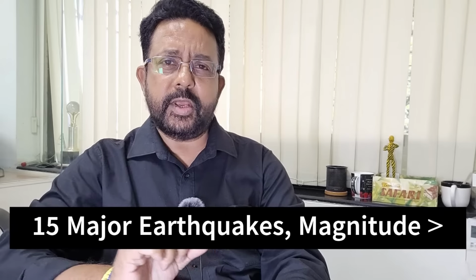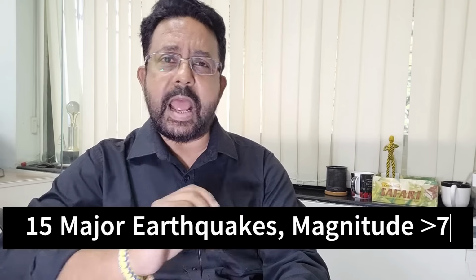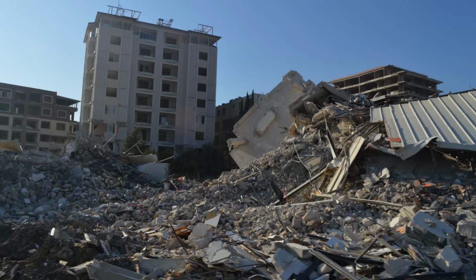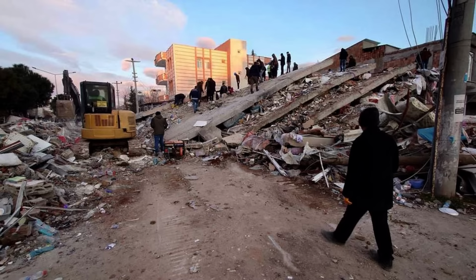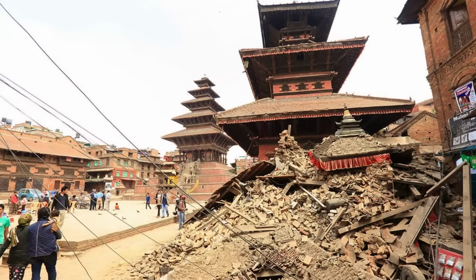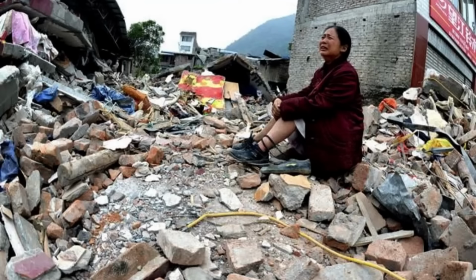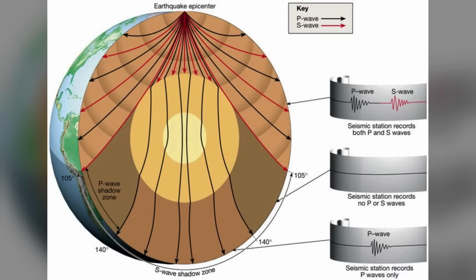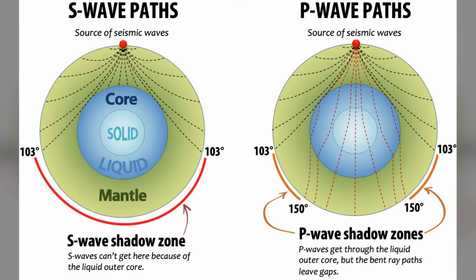15 major earthquakes of magnitude 7 or more happen every year on Earth. Although they are destructive and devastating for human life and properties, they give us a unique opportunity to learn about the interior of our planet. These earthquakes produce a seismic wave. A seismic wave is a low-frequency acoustic energy that travels through the Earth. Earthquakes, landslides, volcanic eruptions, and nuclear explosions can cause a seismic wave.